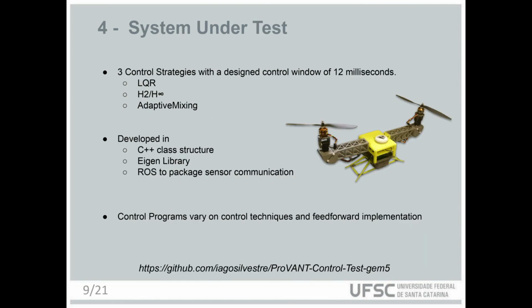We chose three control strategies from the Provant project to study: the LQR, the mix of H2 H infinity, and the adaptive mixing. They were all developed in C++, all used the Eigen library for matrix operations, and ROS to package sensor communication, and they all had a 12 milliseconds control window. They varied, however, on control technique and other things such as feed-forward implementation. These control programs are available in our GitHub.